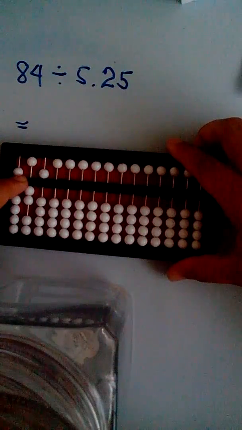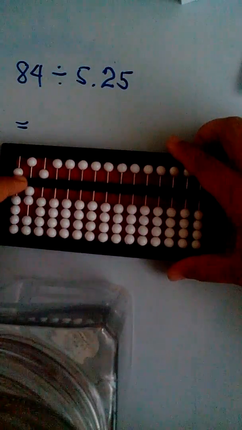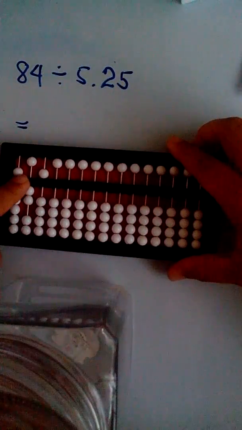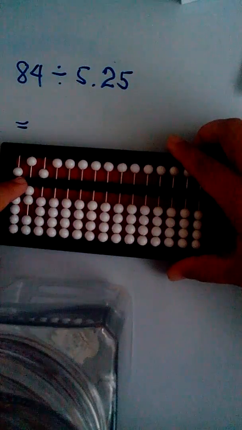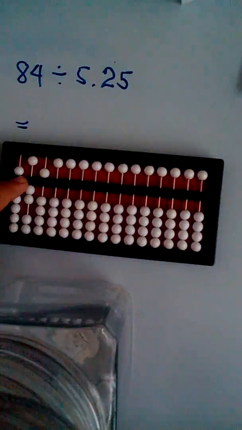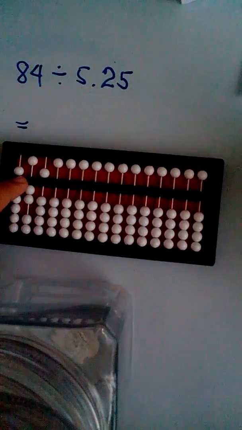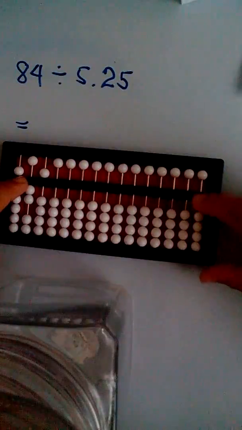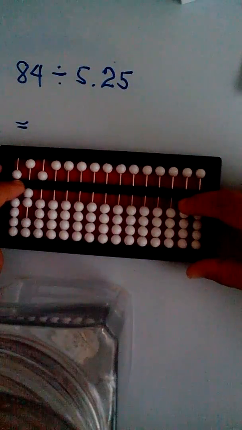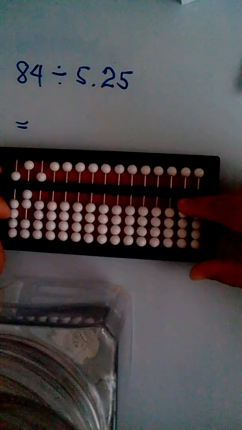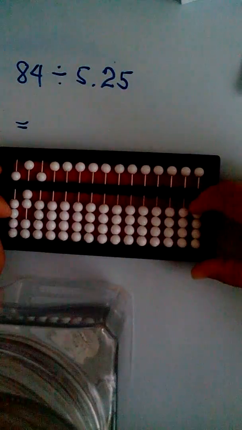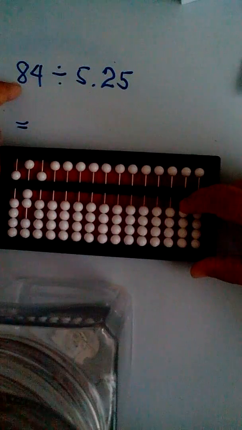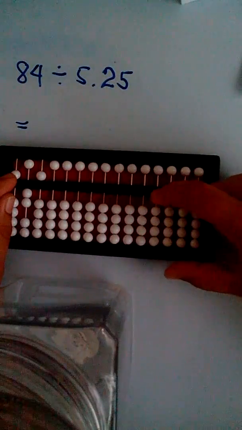The decimal point from 5.25 will be removed by counting the number of digits after the decimal point. After the decimal point, we have two digits, the 2 and the 5. So 1, 2, two digits. The two digits will be changed into two zeros that will be set on the extreme right, the first rod and the second rod of the abacus. So the first rod and the second rod of the abacus are zeros, and then to be followed by the 84. So 84 ones, tens.